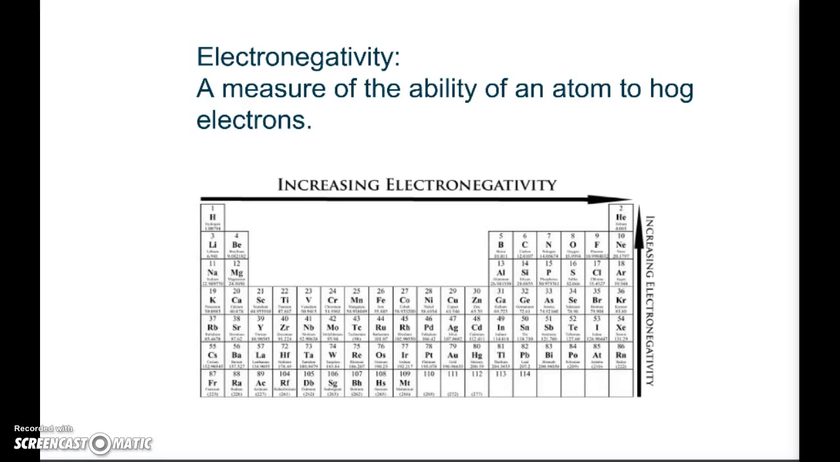Before we start, let me first introduce the concept of electronegativity. Electronegativity is a measure of the ability of an atom to hog electrons. So if we look at the periodic table, the electronegativity of an atom increases from left to right, and it also increases from bottom to top. This means the atoms from the right side have a stronger ability of hogging electrons from those from the left, and the atoms on the top are more electronegative than those on the bottom.